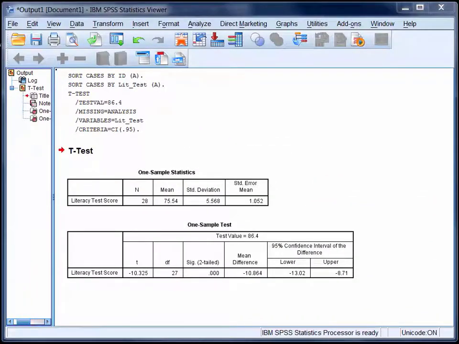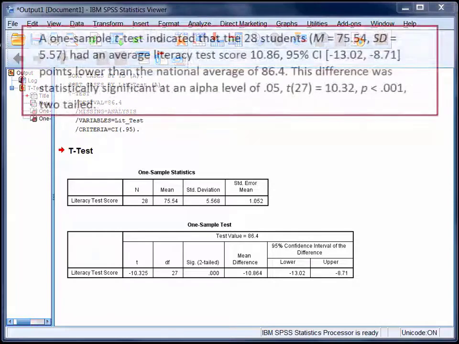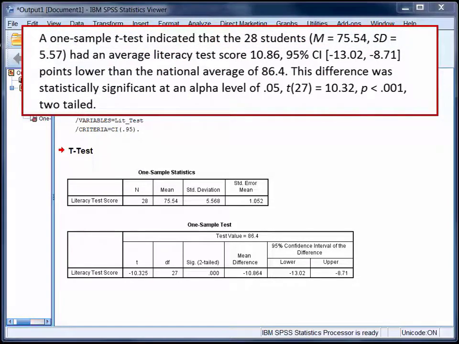So to report this finding, we might say something like, a one-sample t-test indicated that the 28 students had an average literacy test score 10.86 points lower than the national average of 86.4. This difference was statistically significant at an alpha level of 0.05. Now note that even though the significance value is reported as 0.000 by SPSS, you should use less than 0.001 in your reporting.